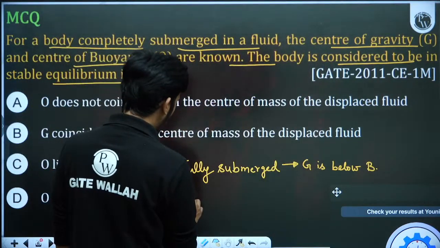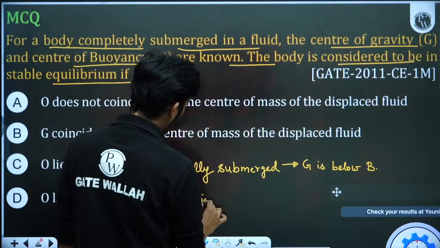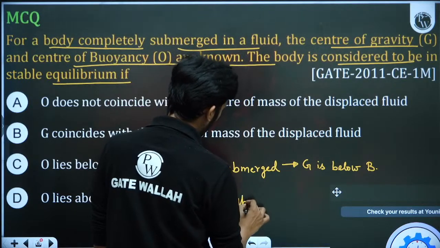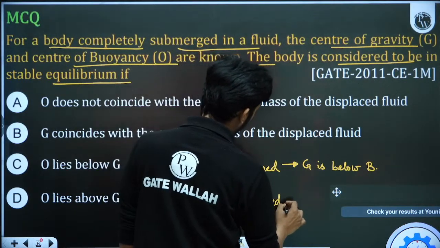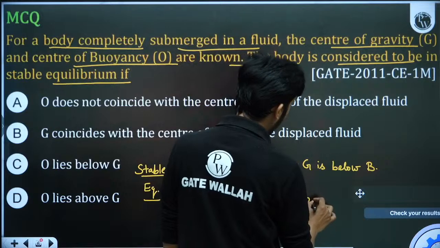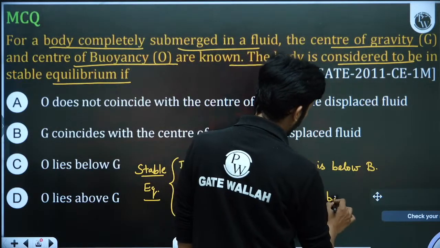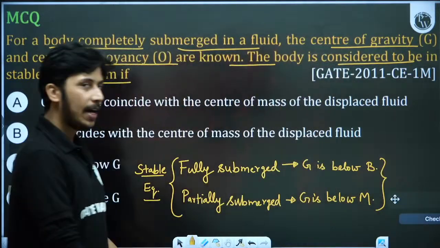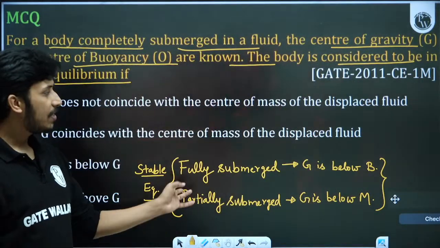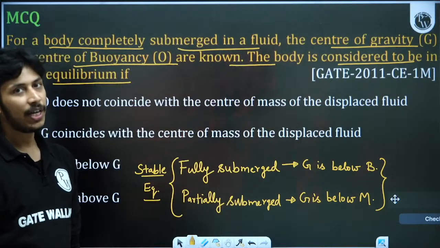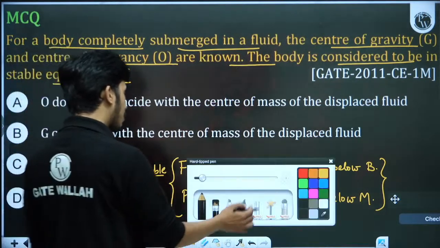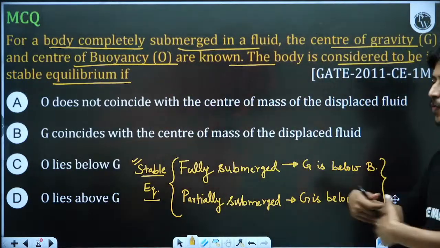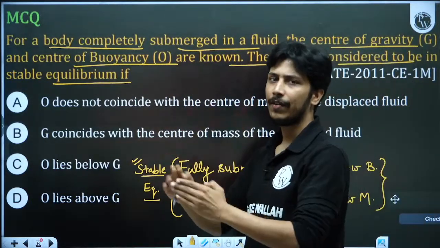But for partially submerged bodies, like floating bodies, ships, boats, etc., G is not compared with B, G is compared with the metacenter. If G is below the metacenter M, then again it is stable equilibrium, and the opposite of this is unstable equilibrium. If G is at B or G is at M, then neutral equilibrium is there. So for stable equilibrium, you have to remember just one thing, that G should be low. Like in a truck, if it has a lower center of gravity, it will not topple.